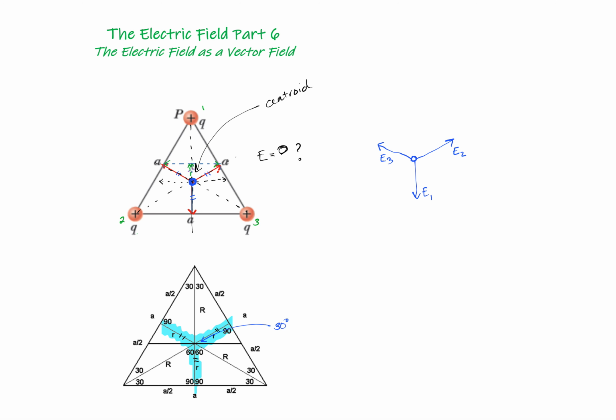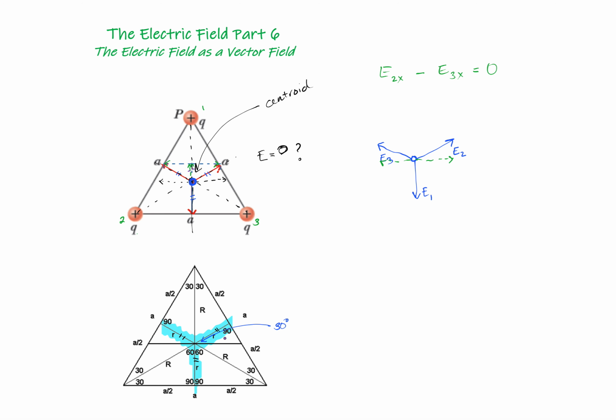Now I'd already shown that in the x dimension, the horizontal dimension, E2 in the x, which I'm calling positive, and E3 in the x, which I'm calling negative, cancel out. Then the question was, what about the y dimension? Can that cancel out too? And in fact it does.